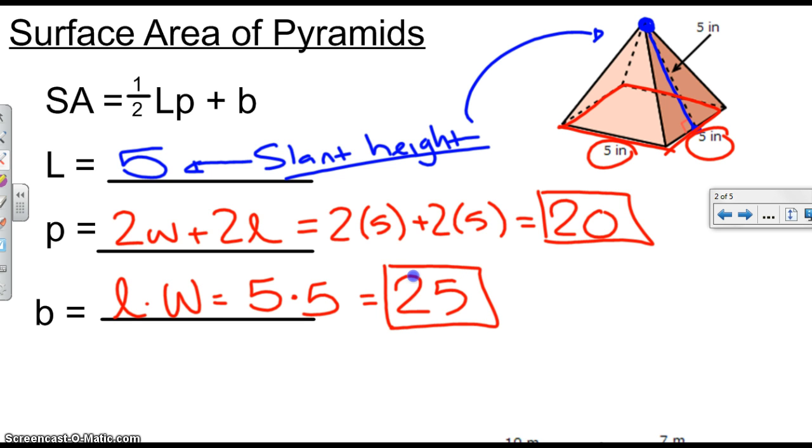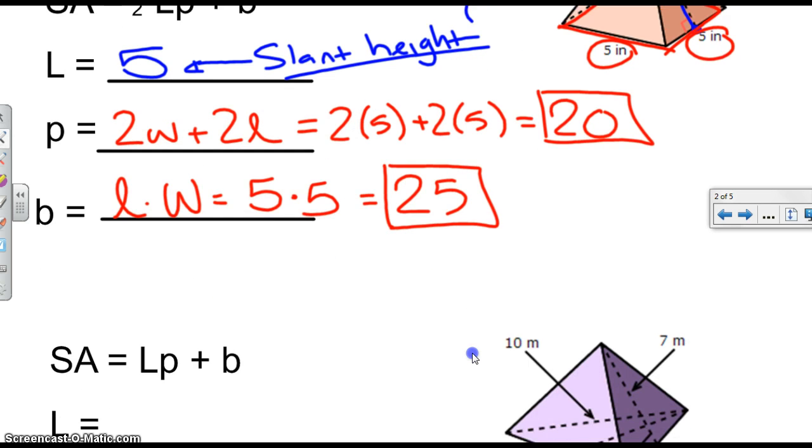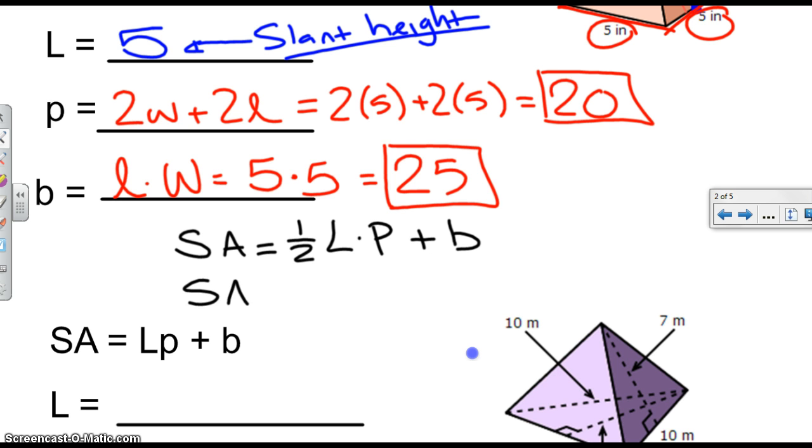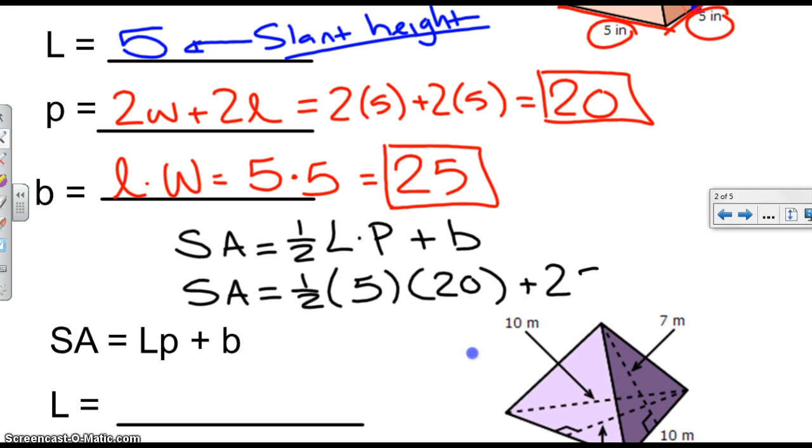And now we take all this information that we found, we plug it into our original equation, so we'll scroll this down. Siegel has a little room to write it for us. Remember, it's SA equals 1/2 L times P plus B. All right, and now we just plug things in. For the L, we're going to plug in 5. For the P, we're going to plug in 20. And for the B, we're going to plug in 25.